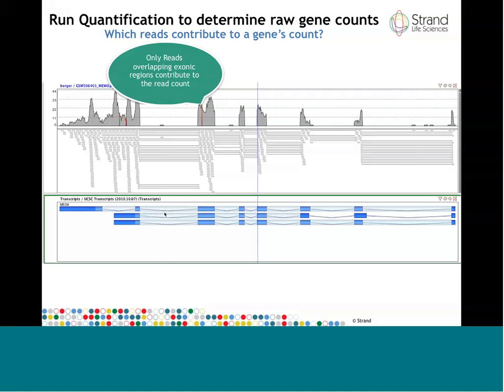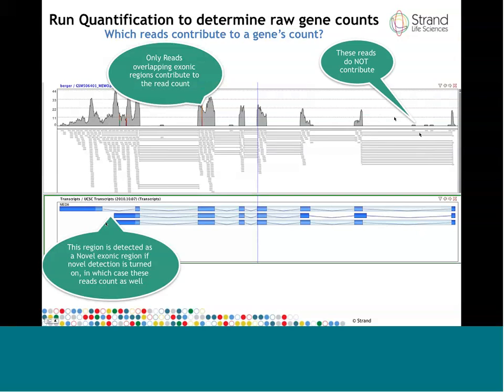So number one, only reads that overlap exonic regions are taken into account while counting the contribution, while determining the read counts. So here, for instance, you see that there are a number of reads here which are not overlapping exonic regions, in which case these are not counted while determining the gene's count.